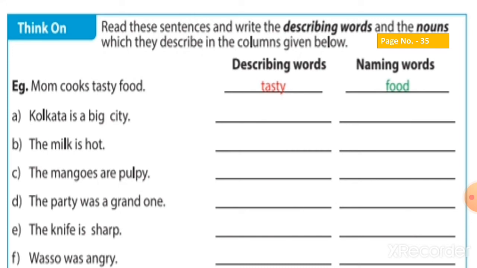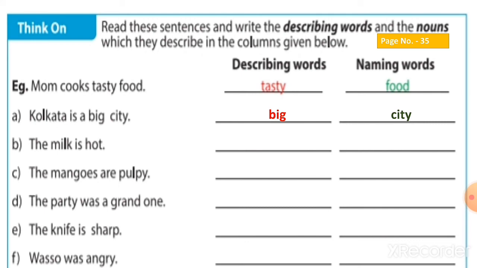Now we will do another exercise, that is on page number 35. Read these sentences and write the describing words and the nouns which they describe in the column given below. Kids, now in these sentences you have to find both the describing words and the naming words. So let's start. A. Kolkata is a big city. So what is the describing word here? Big. And what is the noun? City. Yes, we have described the city. City is big. So big is a describing word and the naming word is city.